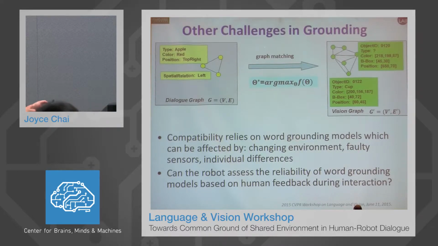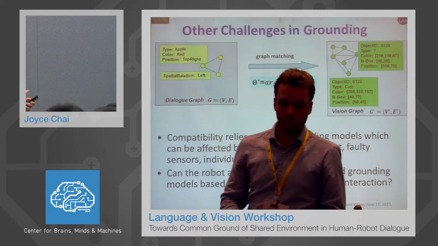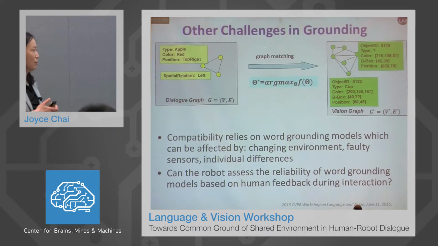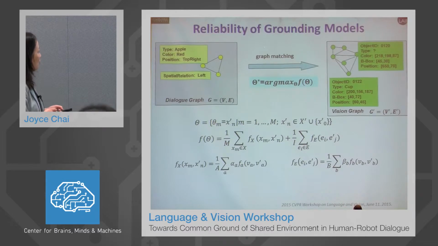The grounding is really dependent on the compatibility between these 2 graphs, and the compatibility relies on the word grounding models, which can be affected by the changing environment, the lighting change, the faulty sensors, and also individual differences. For example, people who are colorblind may use different words to refer to the color distribution. So the question is, can the robot assess the reliability of the word grounding during the communication and automatically make adaptation? So we can formulate this.